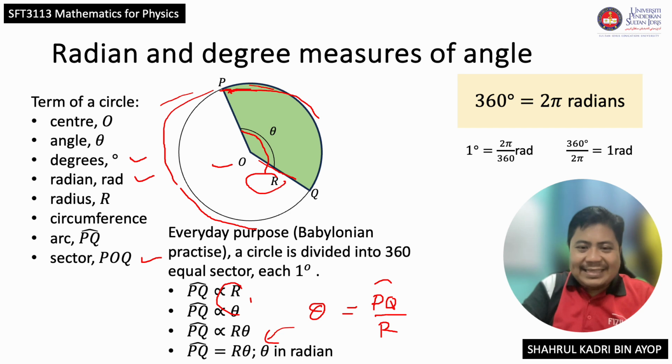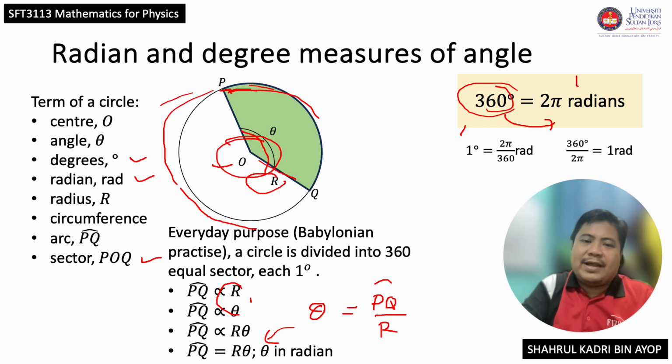Okay, for easy memorization, you have to equalize that 360 degree is equal to 2 pi radian. So if you want to find out what 1 degree is, just 2 pi divided by 360. This will become handy if you want to convert between degree and radian for angle measurement.